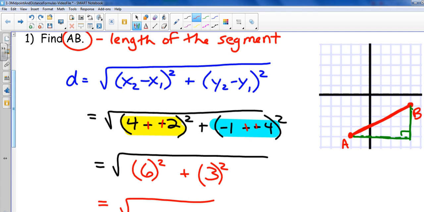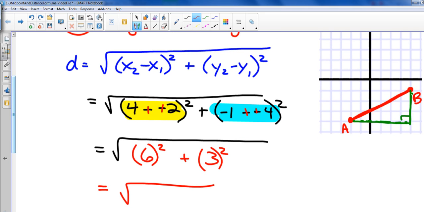A common mistake is that we try to cancel the squares and the radicals, but we're not allowed to do that since we have addition inside the radical. We have to go ahead and square, add, and then simplify our answer at the end. So I'm getting 36 plus 9, giving me radical 45. Not a perfect square, so I can't get a nice whole number. We can type it in our calculator. You're going to get 6 point something, somewhere between 6 and 7. Most likely your teacher is going to want you to keep it in simplest radical form, so I'm going to write my answer that way.